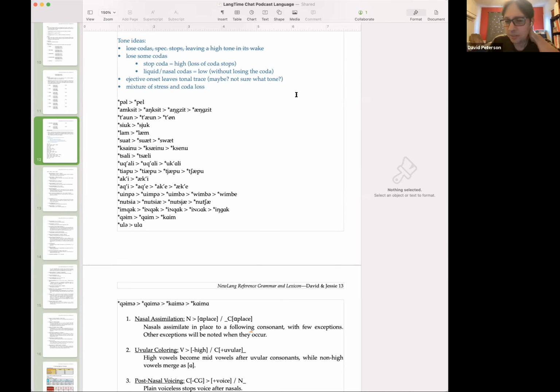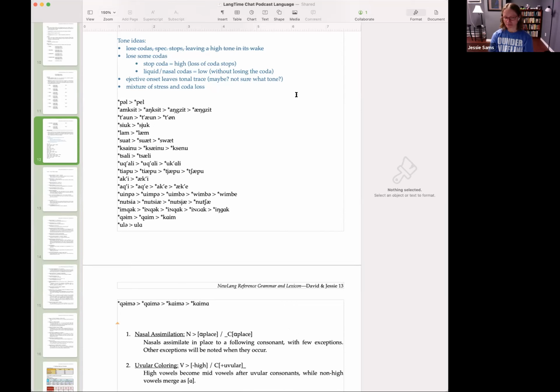Anyway, what were we doing? Going back, I forget. Oh, right, tone. We're going to essentially have several different things that will influence tone, leaving certain tonal traces. And we're going to basically count them up and see what stacks out on top. Okay, let's do it.